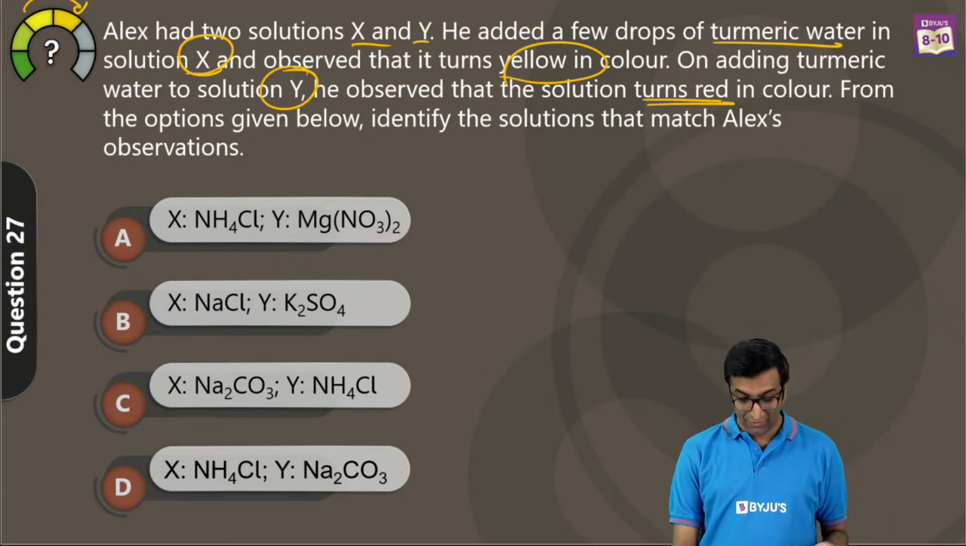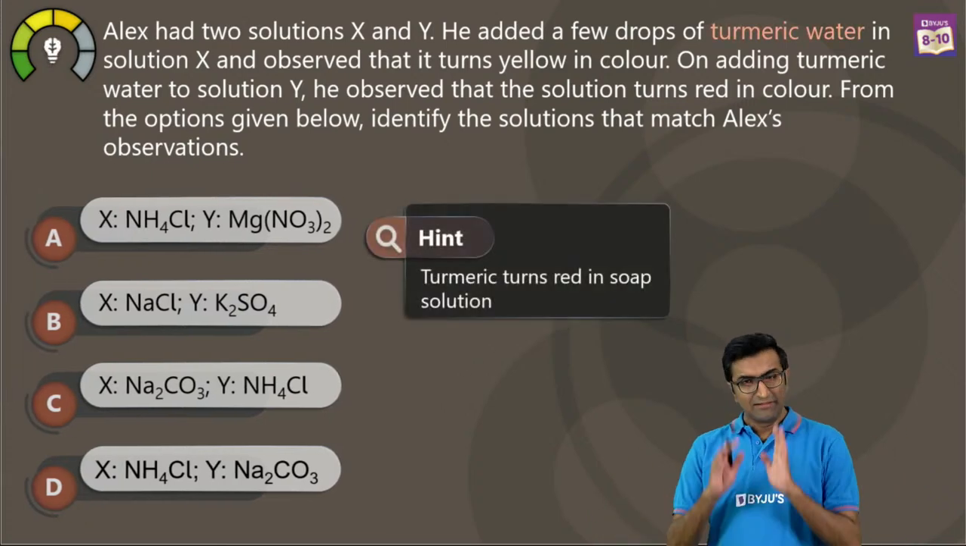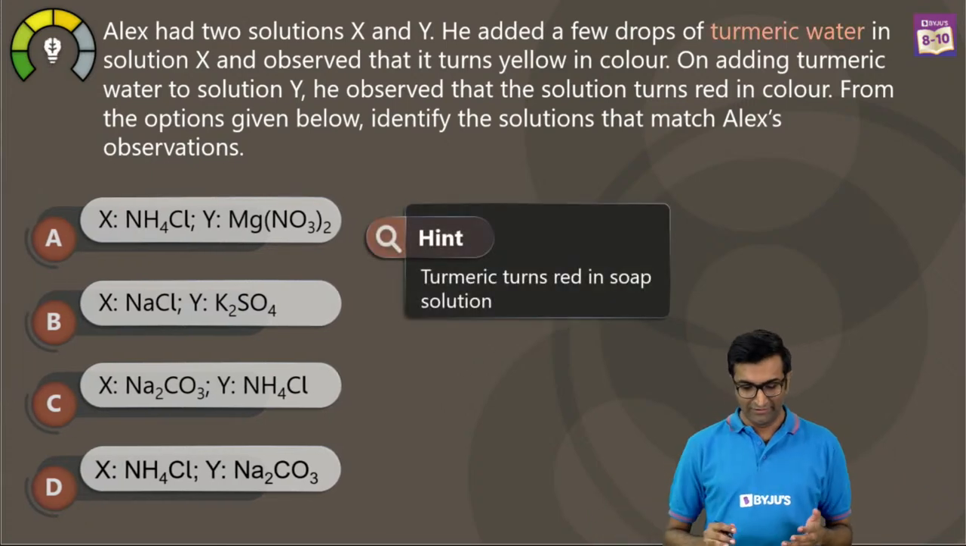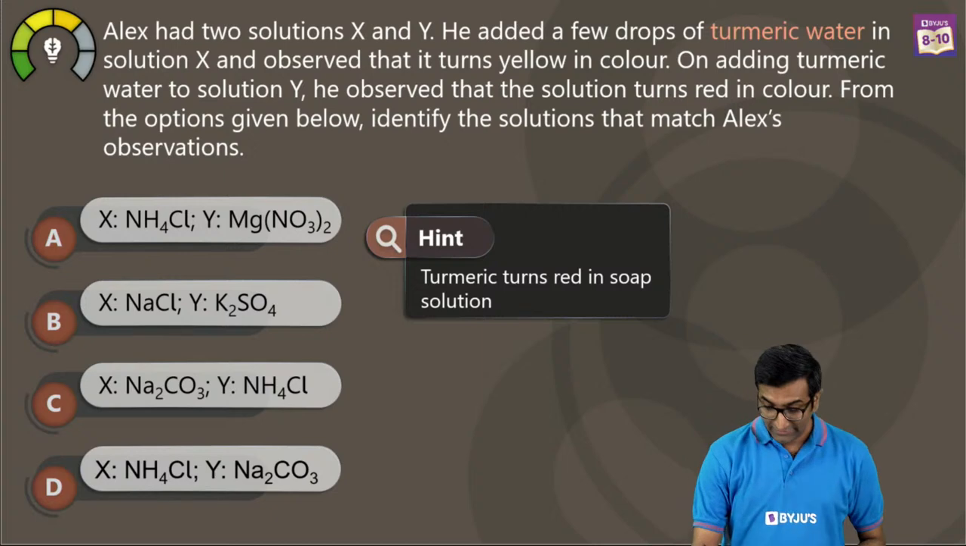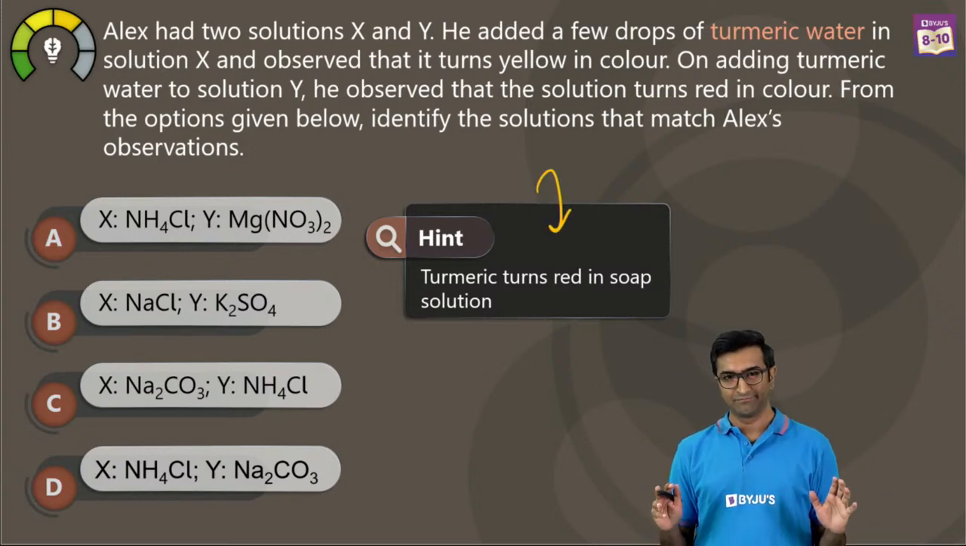So what's happening over here? Why does turmeric change color? Why does it not change color? What's the idea? The biggest hint is, if you've studied this in theory, turmeric turns red in soap solution. What does that mean?